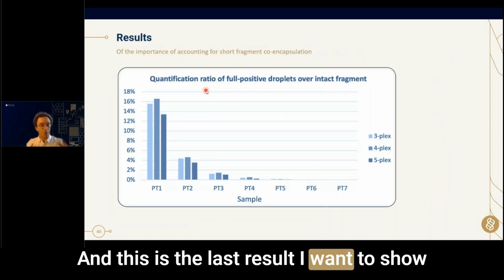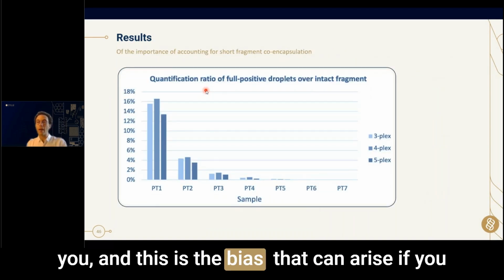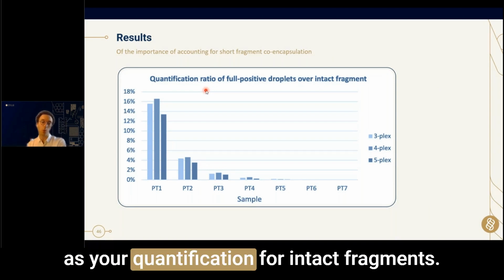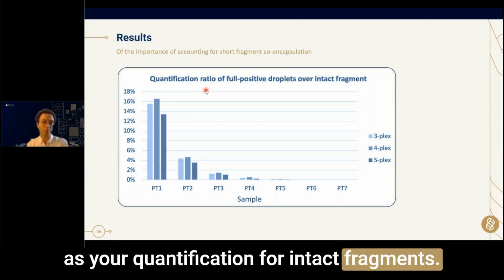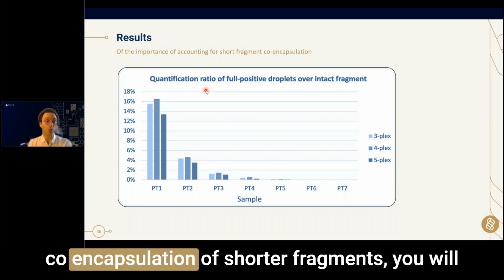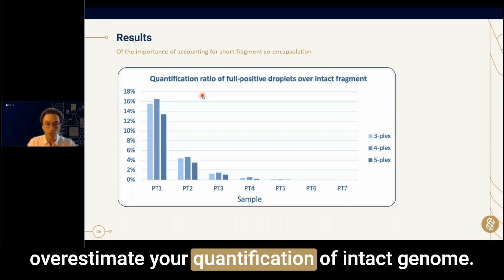And this is the last result I want to show you, and this is the bias that can arise if you simply take the multiple positive droplets as your quantification for intact fragment. If you do so, and if you do not correct for the co-encapsulation of shorter fragments, you will overestimate your quantification of intact genome.